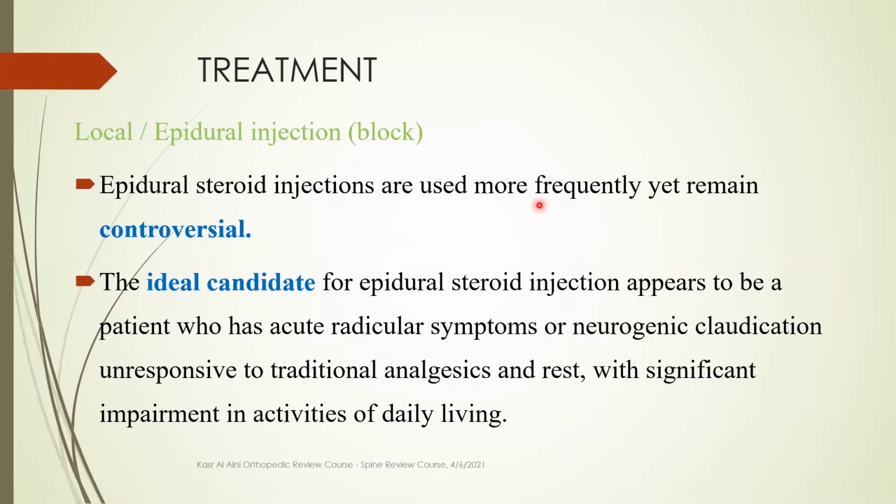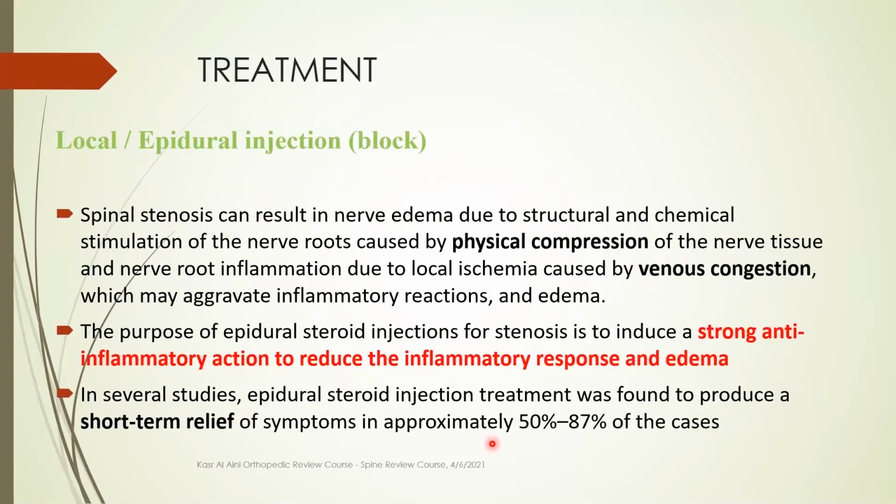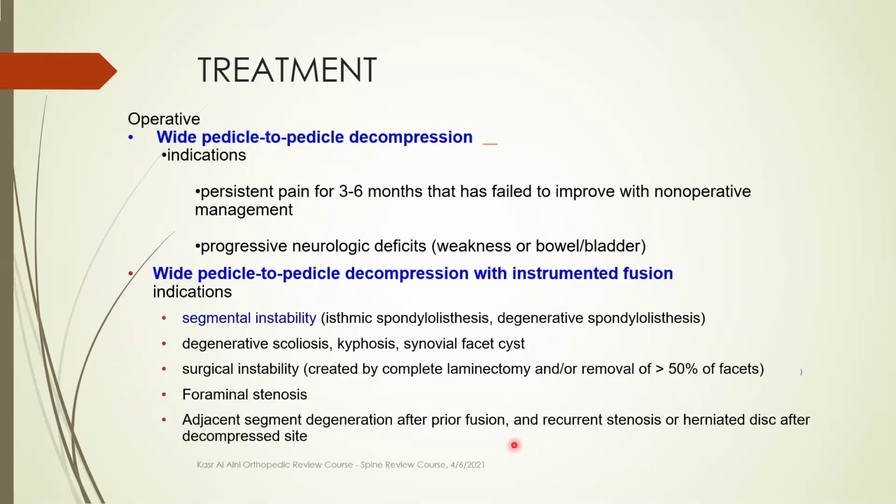Epidural steroid is used very frequently with some controversy. The ideal candidate is a patient with acute radicular symptoms or neurogenic claudication, unresponsive to traditional medication, with significant impairment in daily activity. It depends on the idea that it has a strong anti-inflammatory action to reduce the inflammatory response and edema in neural elements. Several studies showed that injection produced short-term relief of symptoms in approximately 50 to 80% or 90% of cases.